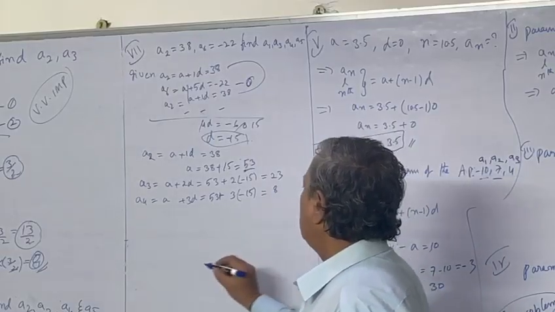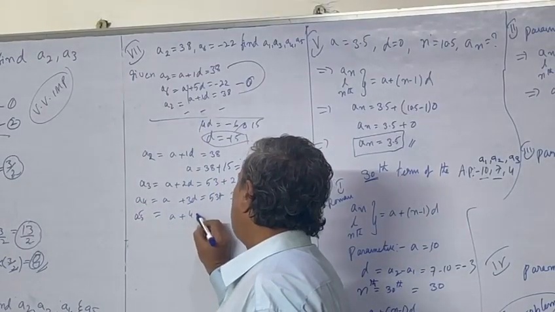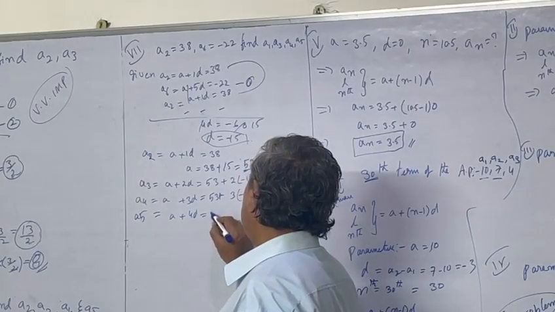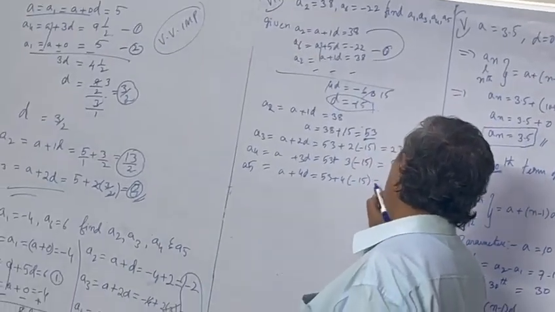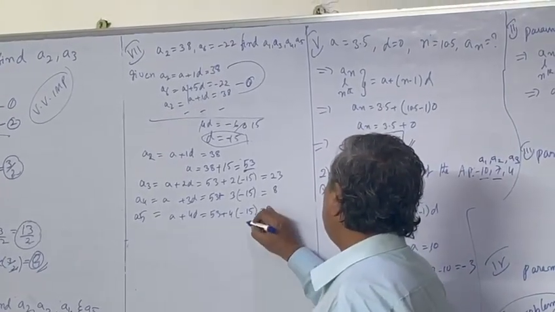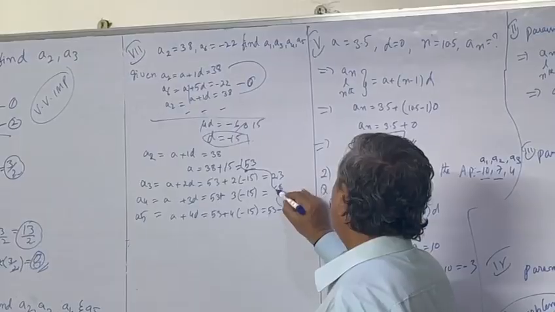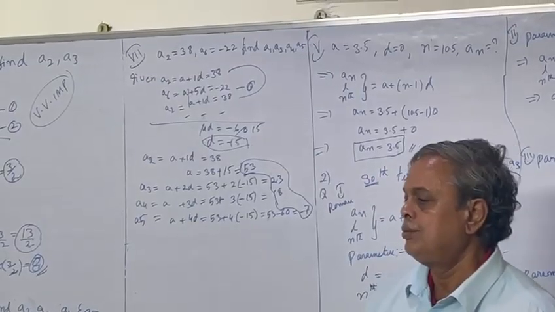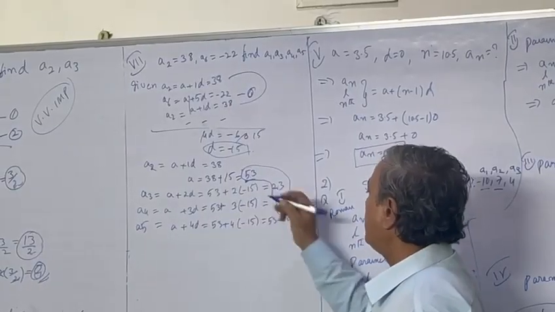Next, A5 is equal to A plus 4D. That is 53 plus 4 into D, which is minus 15. 4 15s are 60. These are the answers, bracket it, and write down in your book.